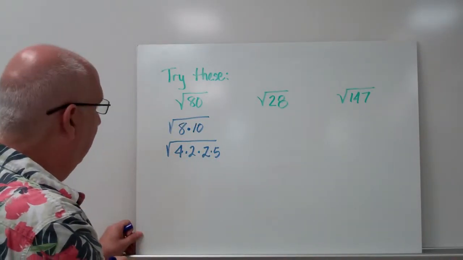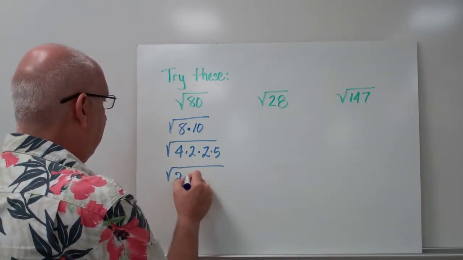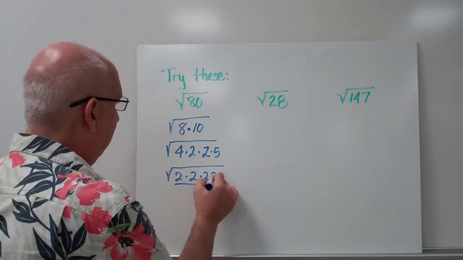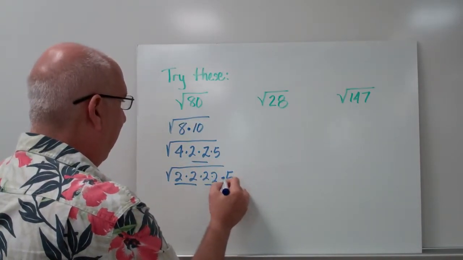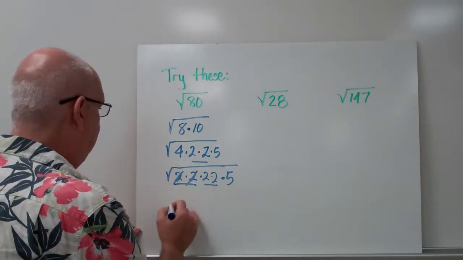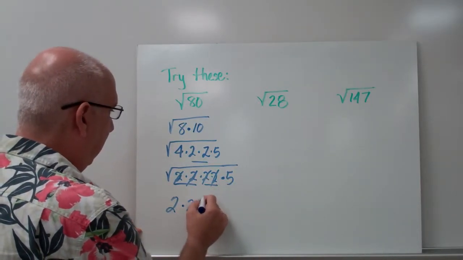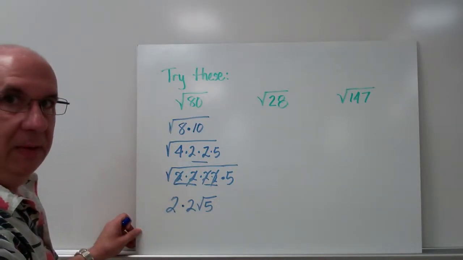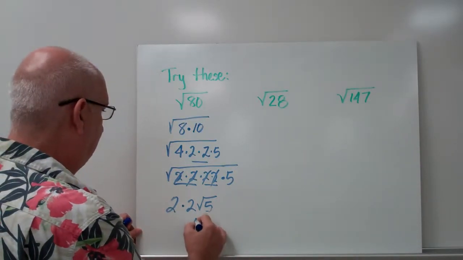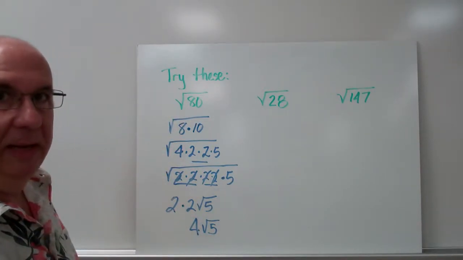Here's the 8. I'm still not in prime factors. This will break down a little farther. So 2 times 2, that's this, times, bring down the 2 times 2, this one, times 5. I've got 2 pairs of 2. So I move this pair out, move one of this one out, and I still have the square root of 5 under the radical. Last step, simplify. 2 times 2 is 4 times the square root of 5. That is this radical simplified.